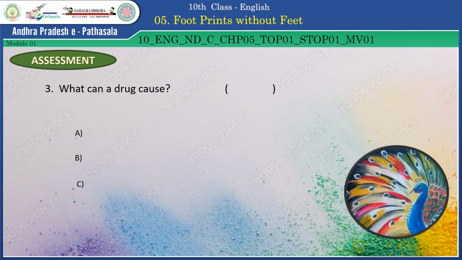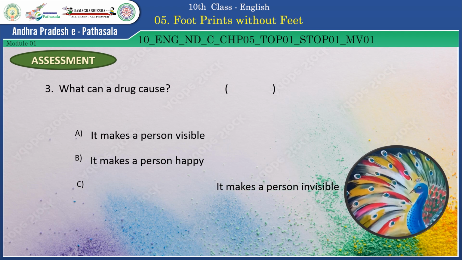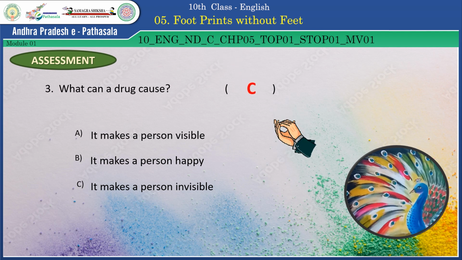Here we go, the third question. What can a drug cause? Here are your options. Option A, it makes a person visible. Option B, it makes a person happy. Option C, it makes a person invisible. Can you guess the answer? Okay, well done, children. C is the right option. It makes a person invisible. Very good.